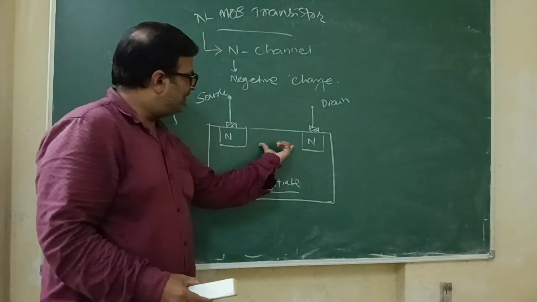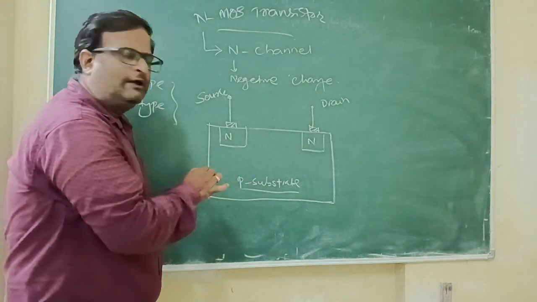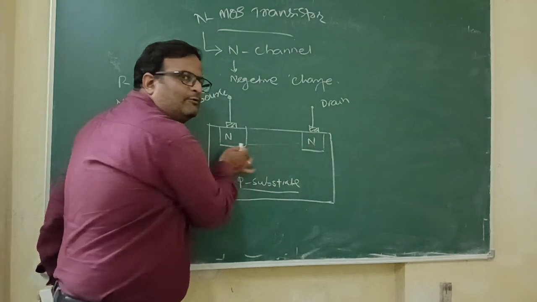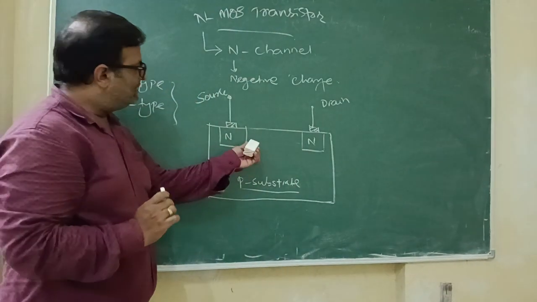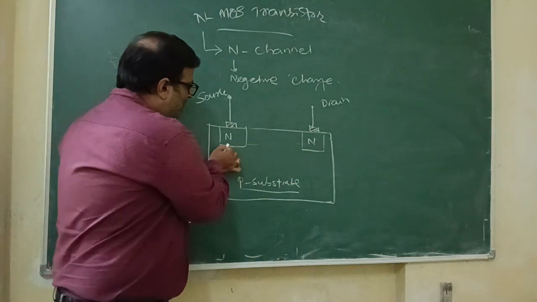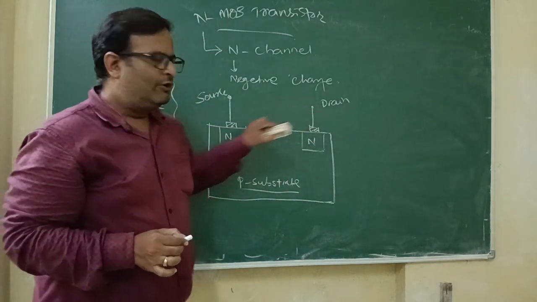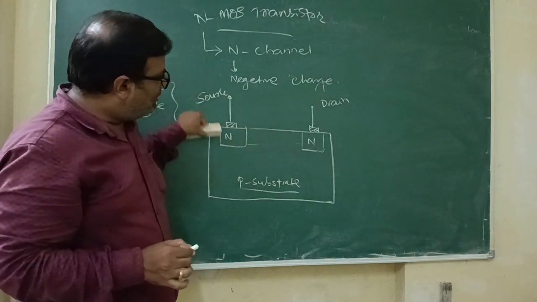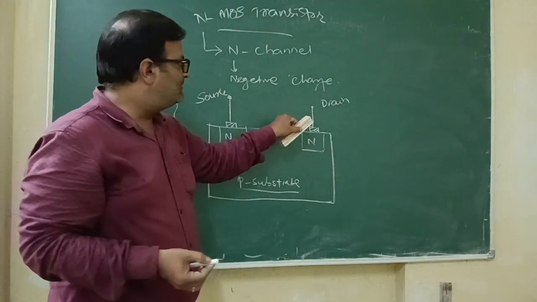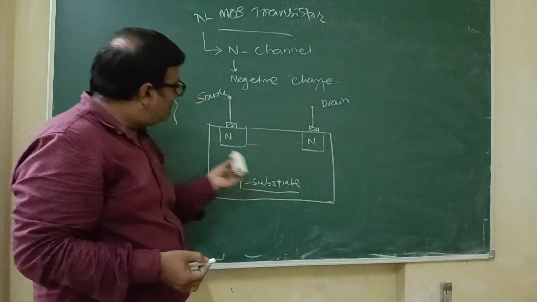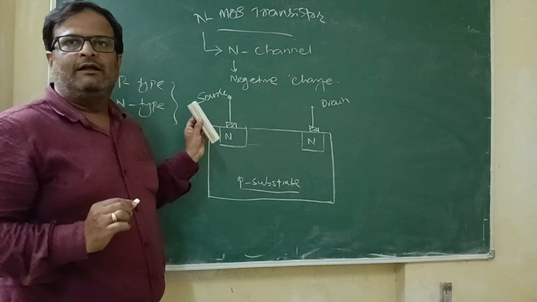Now in the gap between these two N layers, we have to form the channel. Here we have to make the channel, and this channel must be N type. That means the combination of these whole three things will make a channel, so that the electron can flow from source to drain, and similarly the current flows from drain to source. That is the current flow inside this MOS.